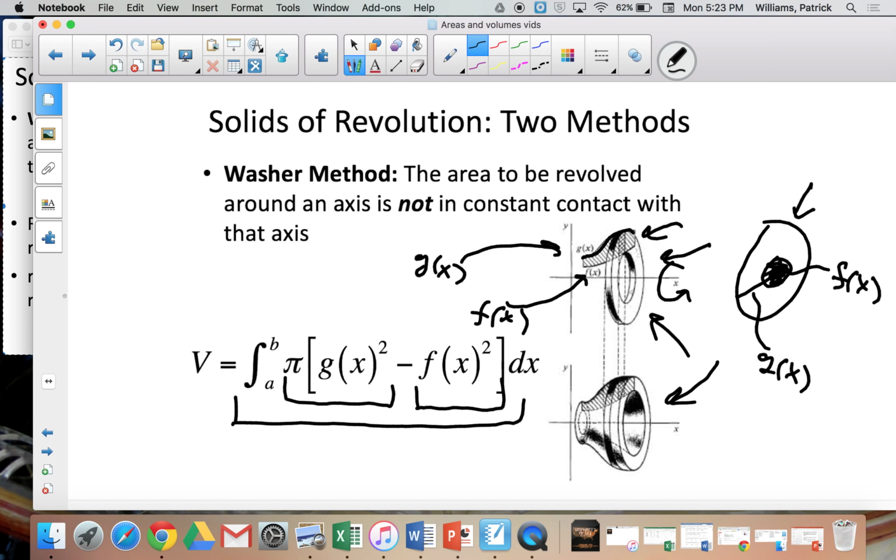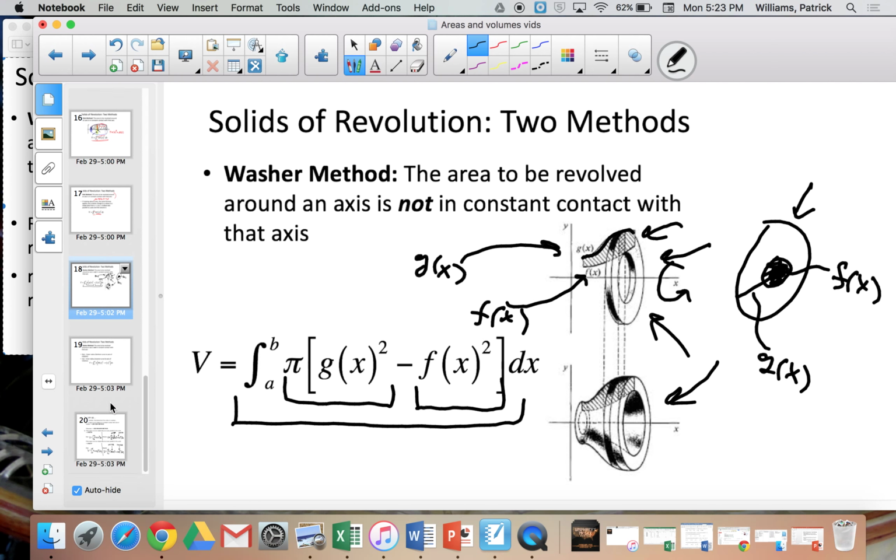And again, as we've seen with volume by slicing and with the disk method, if we integrate this over our two limits of integration, we're going to be able to actually find the exact volume of that particular solid. So these are two pretty cool methods. They're ways that we can find volumes of shapes that we have not been able to previously find before. So pretty cool stuff.